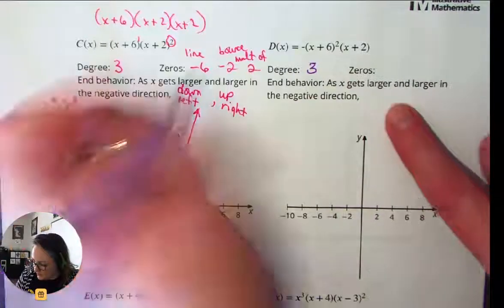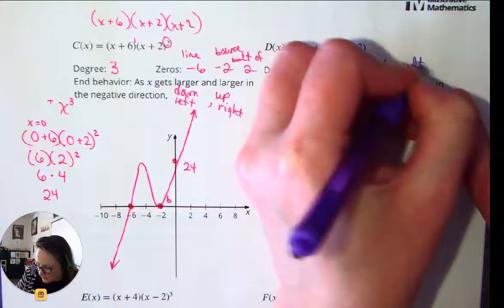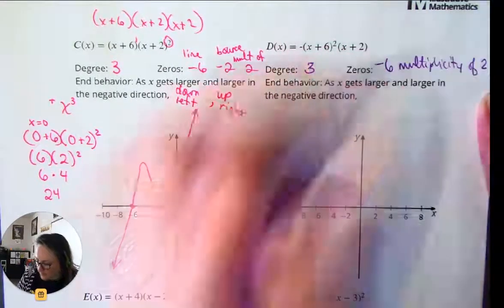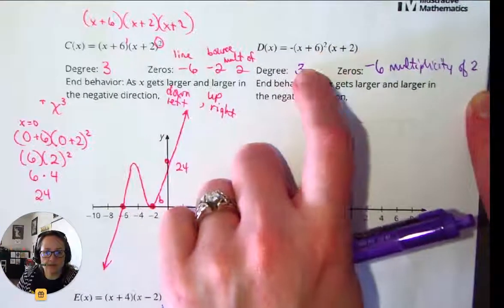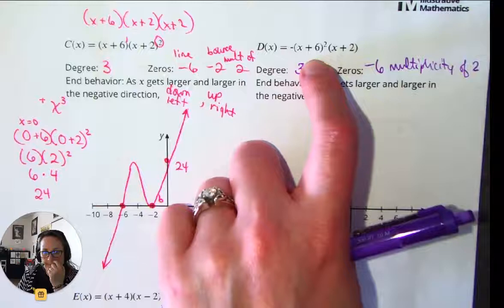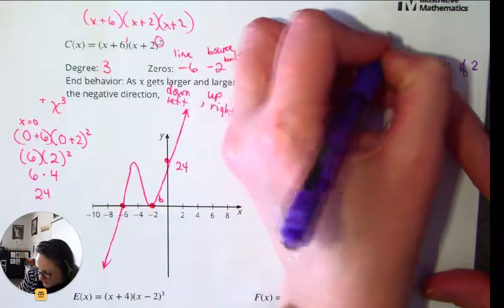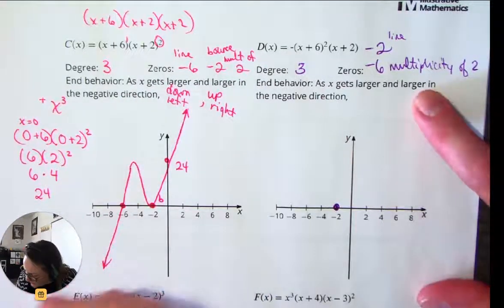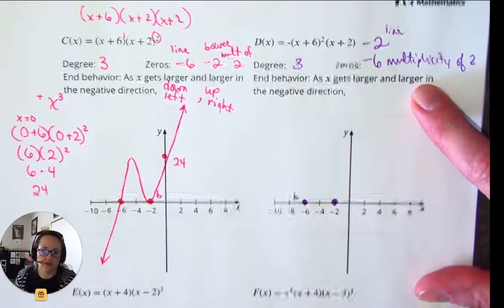My zeros that are happening are -6 with a multiplicity of 2. I can tell that because of the degree, the exponent here on this factor of x plus 6. I know my other zero is happening at a -2. It's going to just have a line. So -2, straight through with a line. -6, multiplicity of 2. It's going to have a bounce off that graph right there.